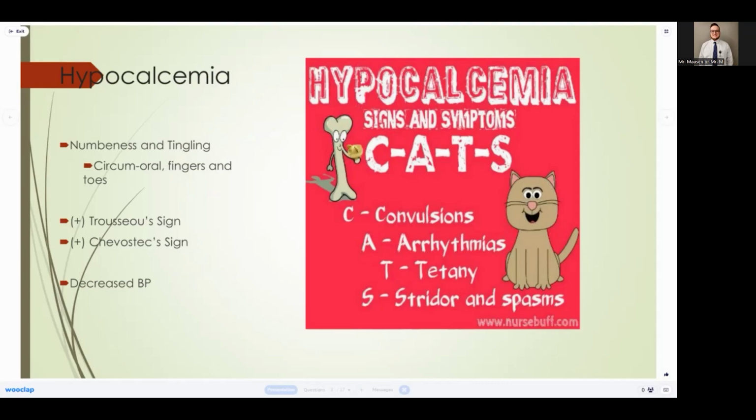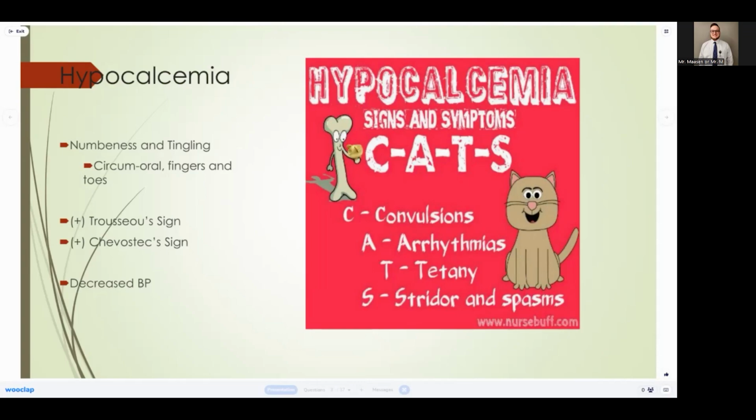So signs and symptoms of hypocalcemia, so a little bit too low: CATs, convulsions, arrhythmias because of the role it plays in muscle contraction, even cardiac muscle, tetany, stridor, and spasms. So if someone's hypocalcemic, look at it like a balance. They don't have enough calcium in their bloodstream, which means they probably have more calcium in the cells, especially the muscle cells. So everything muscle-wise is going to be excessively excitable. Hypocalcemia equals more calcium in these muscle cells. So more contractions, convulsions, spasms, cramping, those kinds of things.